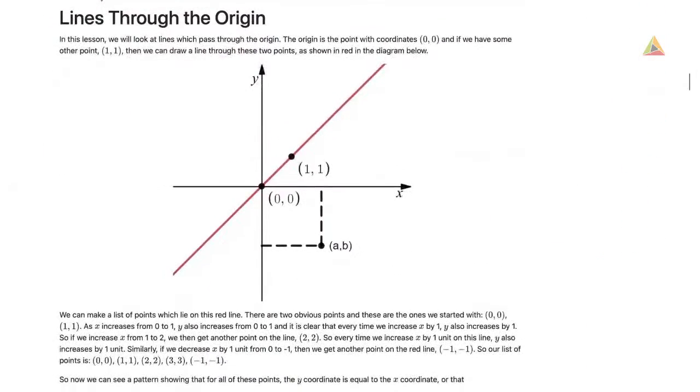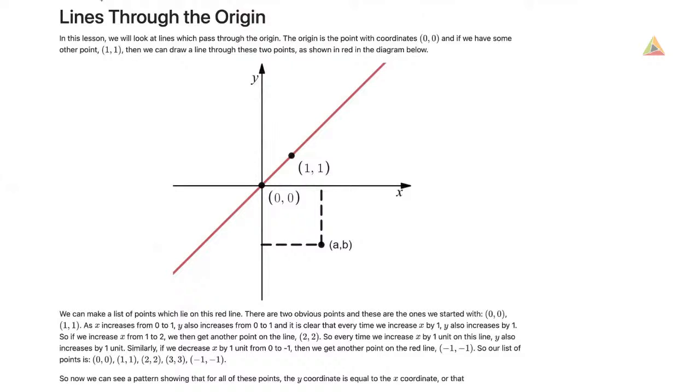Now, next thing we're on to is lines through the origin. So we're going to look at lines that pass through the origin. The origin is the point with the coordinates 0, 0, which is this point here. If we have some other point like 1, 1, we can draw a line through these 2 points as shown in red in the diagram below. So that's straightforward enough. You've got 2 points, you draw a line through it.